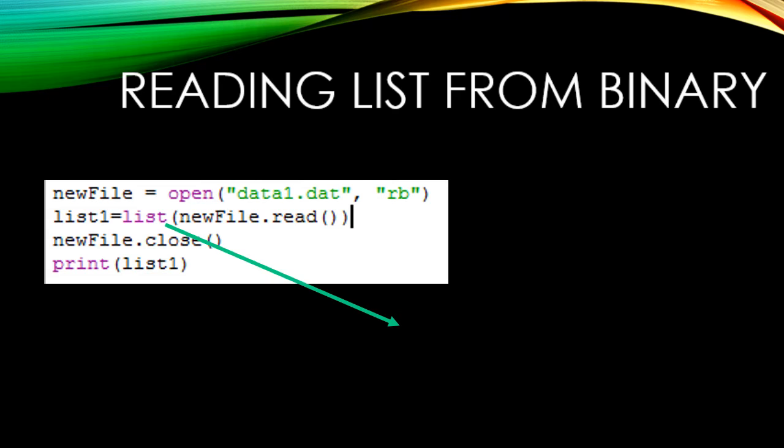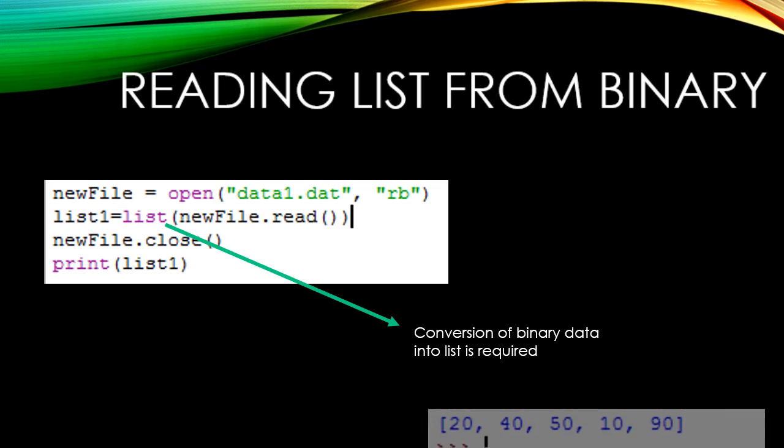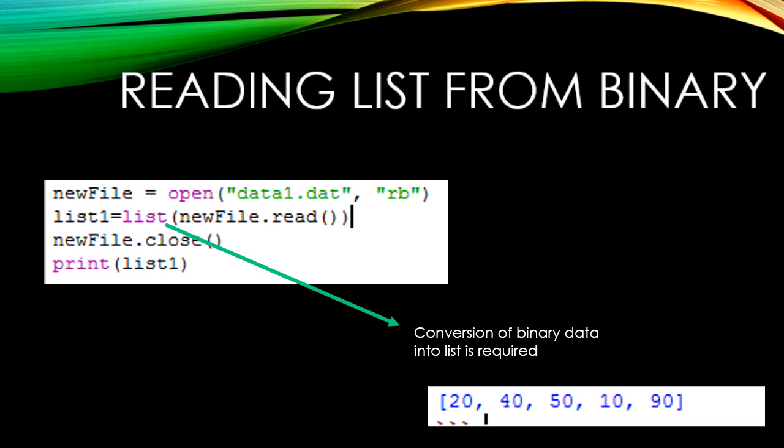Simply open the file in read binary mode, and we have to convert that using list of file object dot read. Then only it will be converted into the list format. Then we can see this in script mode, in the interactive mode.